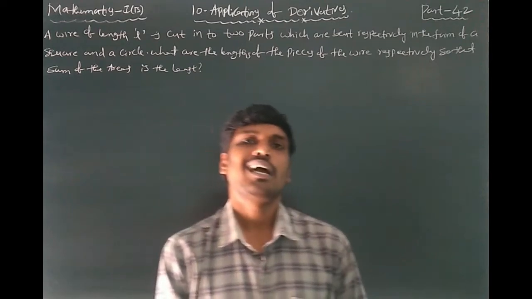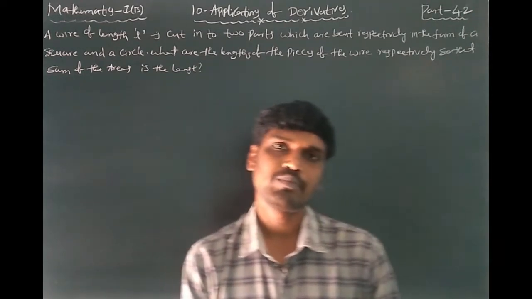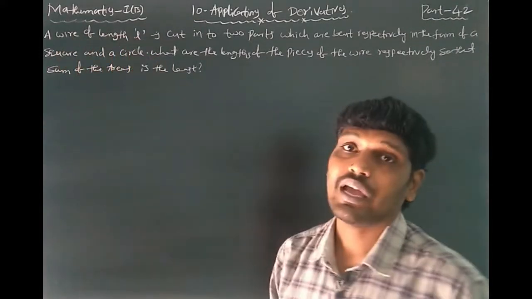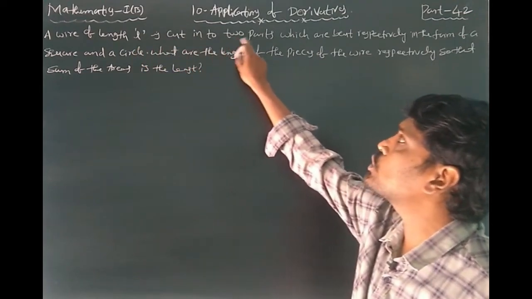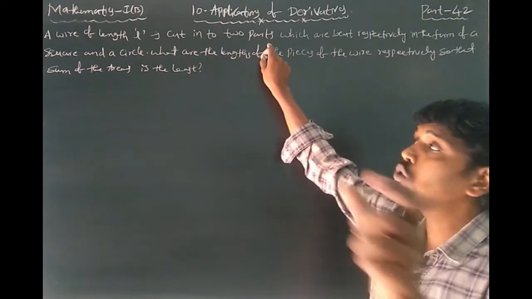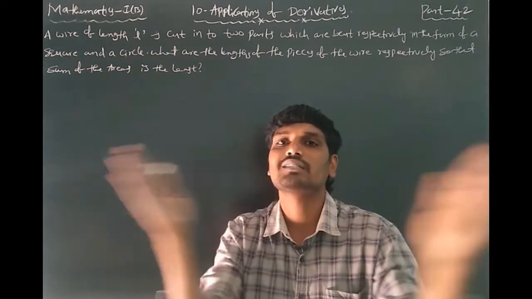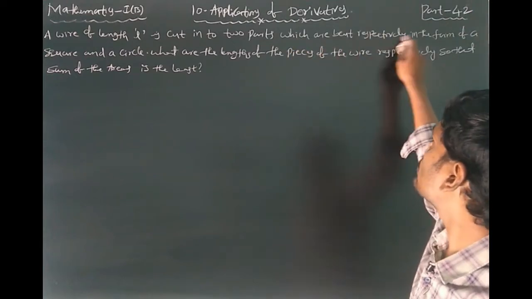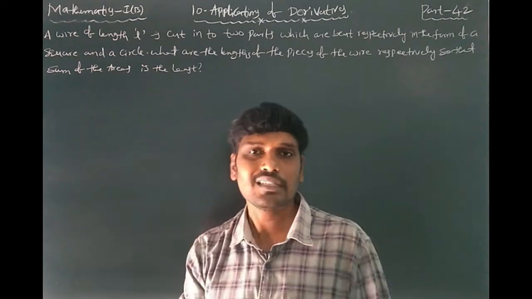Today's class we discuss the wire problem. Which problem? The wire model problem. What is that problem? A wire of length L is cut into two parts, not equal parts. Just two parts are cut from that wire, which are bent respectively in the form of a square and a circle.